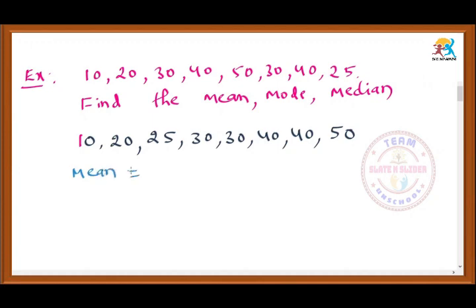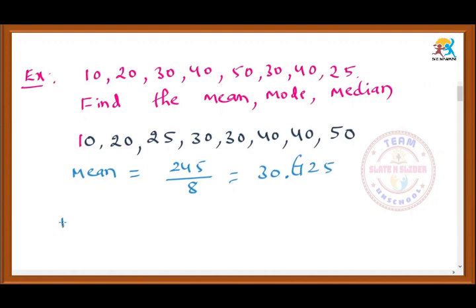the mean. Sum of observations by number of observations, we can add all these. 10 plus 20, 30, 25, 55, 85, 115, 155, 195, 245. 245 by how many terms are there? 1, 2, 3, 4, 5, 6, 7, 8. 8. So 8 30s are 240. 8 7s are 56. Sorry, 8 6s are 48. 30.625. That is the mean.